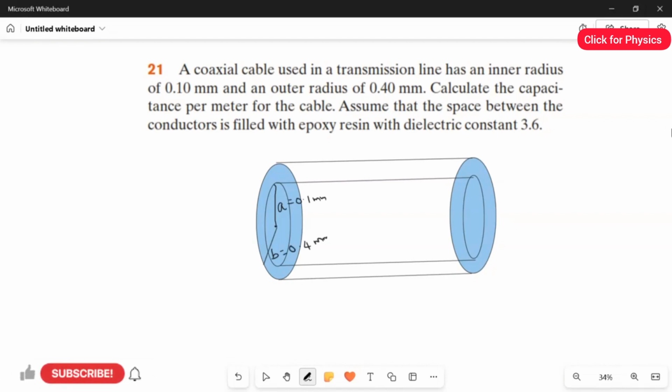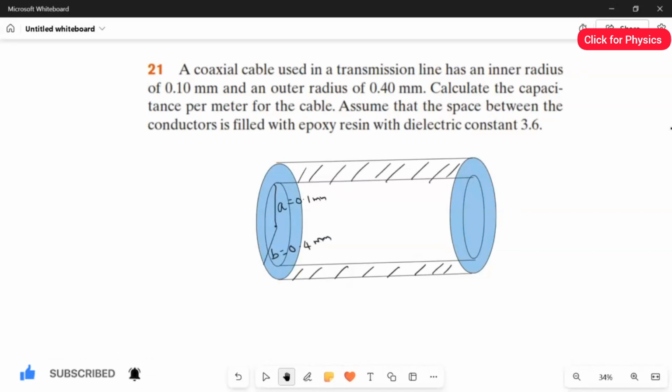0.4 millimeter. Apart from that, between these two wires, you can see we have two cylindrical shapes, the cable inside the cable. In between these two cables, it is filled with epoxy resin. That means it has a dielectric constant. The K value for the epoxy resin is 3.6. By using the outer radius, the inner radius, and the dielectric constant of the epoxy resin, we have to find the capacitance per meter for the cable.